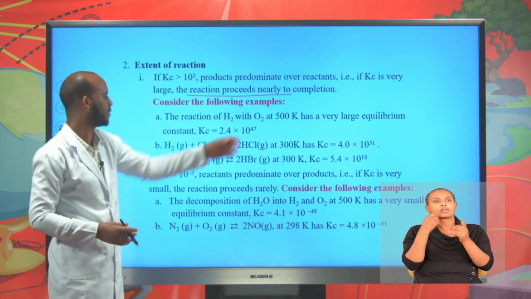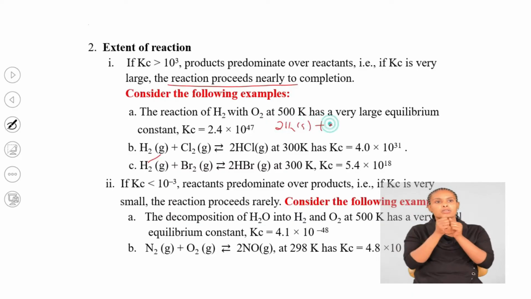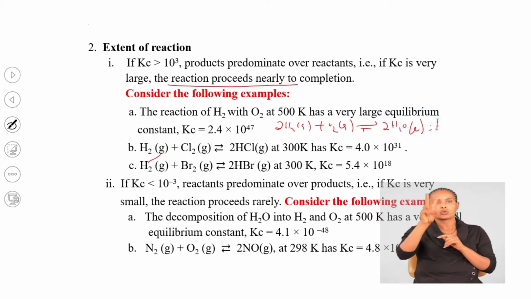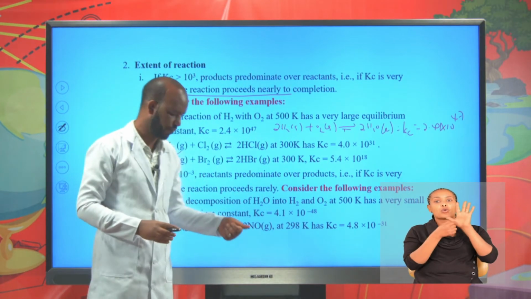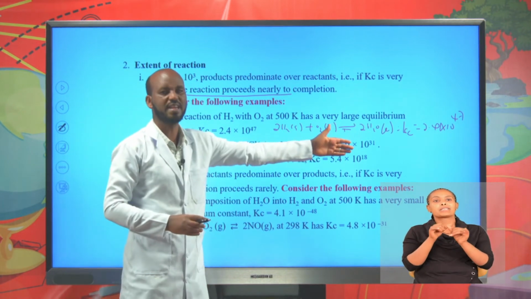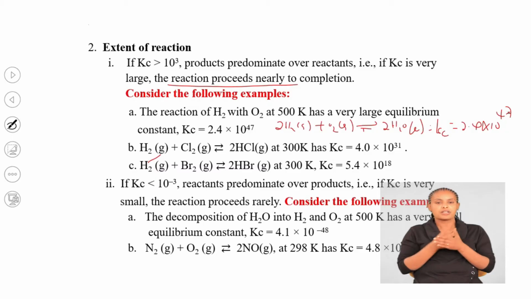Look at this example. The reaction of hydrogen H2 gas with oxygen O2 gas to form water, 2H2O liquid. Now Kc for this reaction equals 2.4 times 10^47. You see? The value of Kc is very large. This shows that this reaction proceeds nearly to completion. Therefore, the value of Kc tells us the extent to which reactants are converted into products.